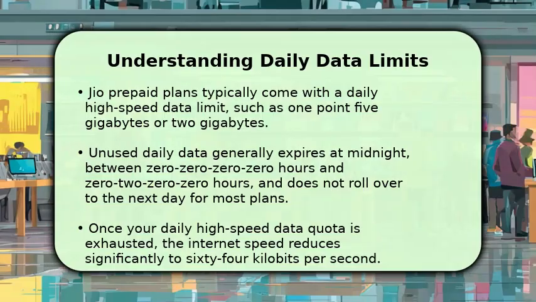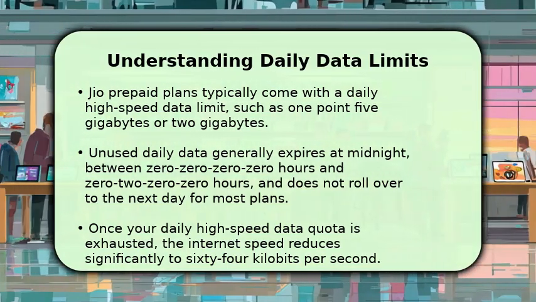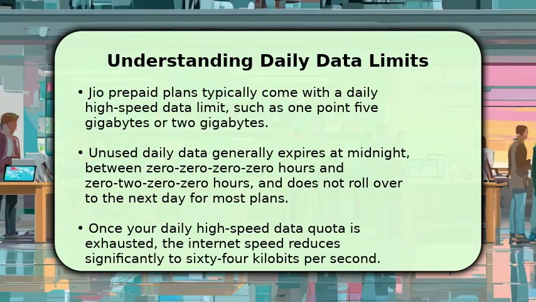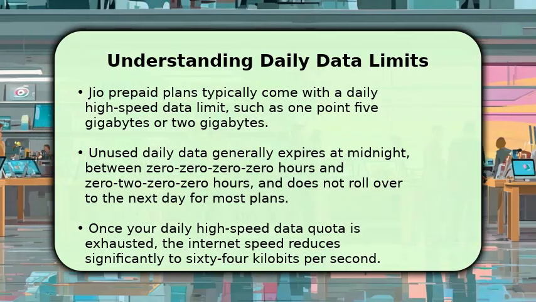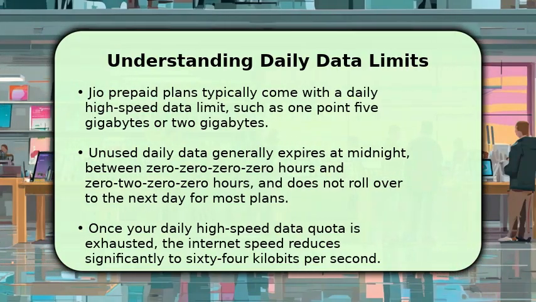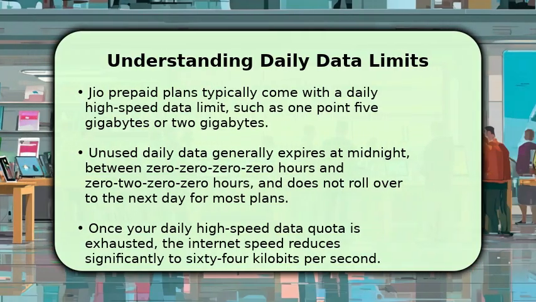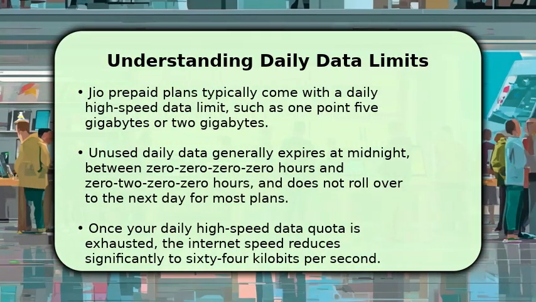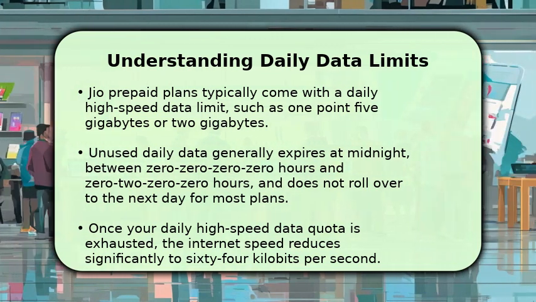It's important to understand how Geo's daily data limits work. Most prepaid plans offer a specific amount of high-speed data each day, commonly 1.5 or 2 gigabytes. This daily quota typically resets around midnight, between 0000 and 0200 hours. Crucially, any unused data from the previous day usually expires and does not carry forward.